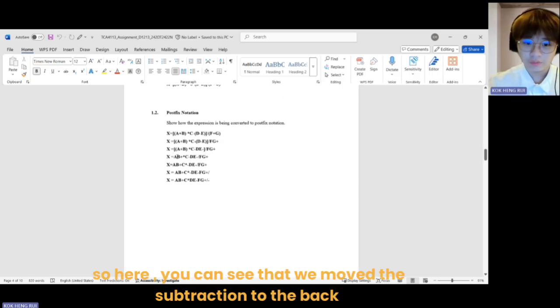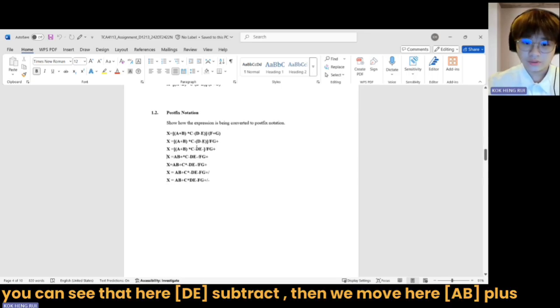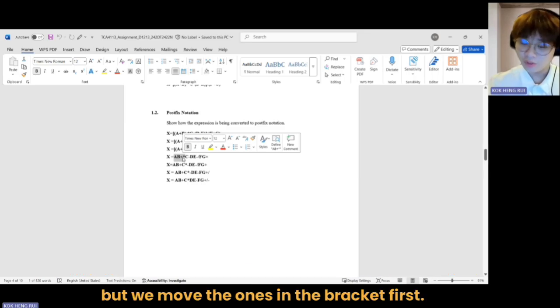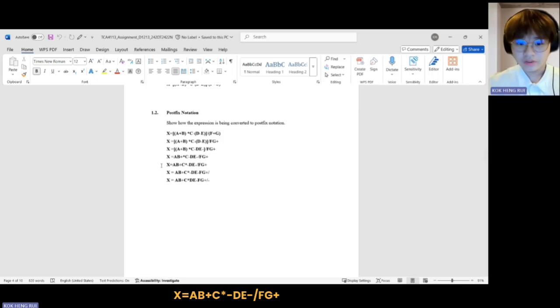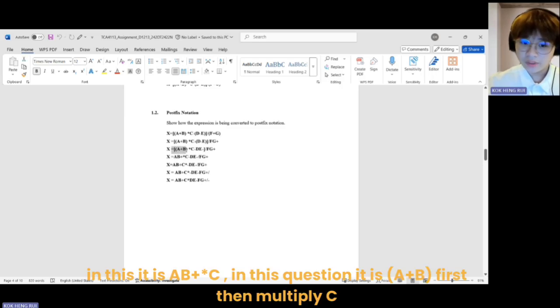So here you can see that we move the subtraction to the back, and we move the addition to the back as well. You can see that here is because we move DE subtract, okay, and then we move here AB plus. We move all the addition, subtraction, multiplication all to the back, but we move the ones in the bracket first. So you can see here AB plus C multiplied minus DE minus divide FG. You can see here that we multiply AB plus multiply C. In this question is AB plus together first and then multiply C.